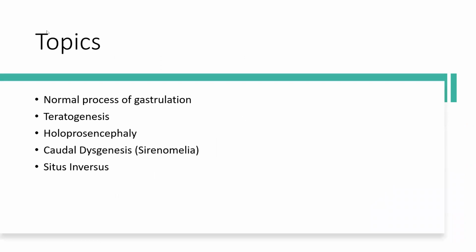So the topics that I will be presenting today are going to be normal process of gastrulation, teratogenesis, holoprosencephaly, caudal dysgenesis, also known as sirenomelia, and situs inversus.